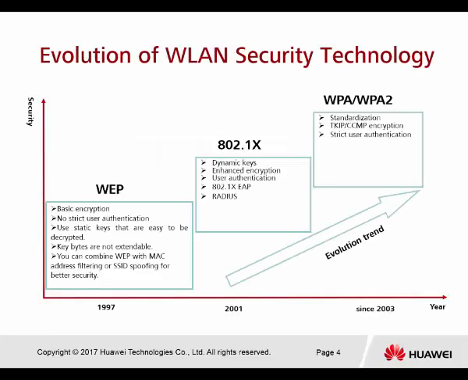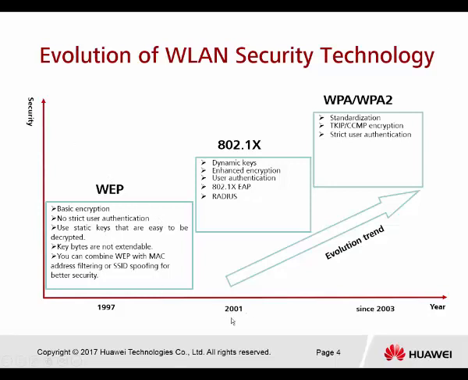On day number 1, I did explain about the evolution of WLAN. At the very beginning, they were actually using WEP. This one does basic encryption only, with no strict user authentication. They use a static key and it is easy to decrypt. The key bytes are not extendable. You can combine WEP with MAC address filtering or SSID spoofing for better security, but WEP, this kind of authentication, is still not good enough.